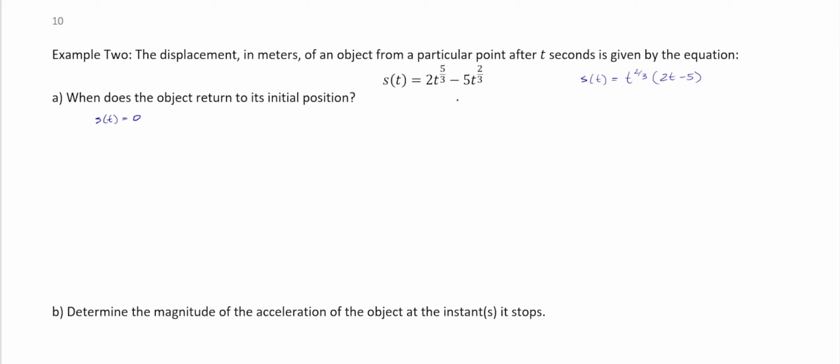If you're curious how we got this, remember that when you factor, you effectively are doing the following. So I'll just quickly do it over here. s at t is equal to, and then again, I'm going to factor out the t to the 2/3. So t to the 2/3, and then what effectively I'm doing is I'm saying 2t to the power of 5/3, but then I'm dividing by t to the 2/3. That's what happens when we factor.